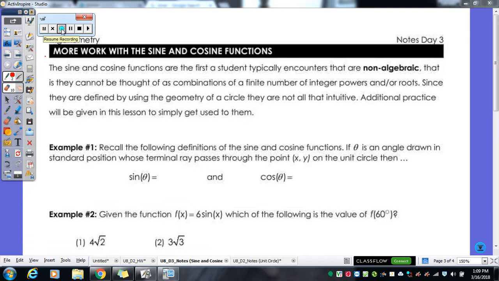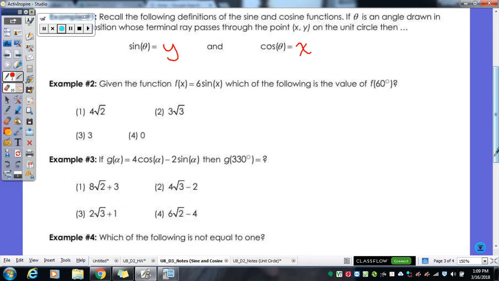Okay, so we're still going to do a little bit more with your sine and your cosine. So who remembers sine is which coordinate? Y. And your cosine is your x coordinate. The next page. So let's look at question 2.